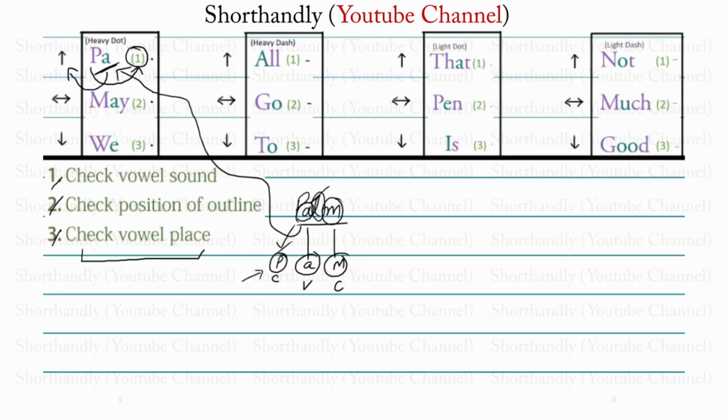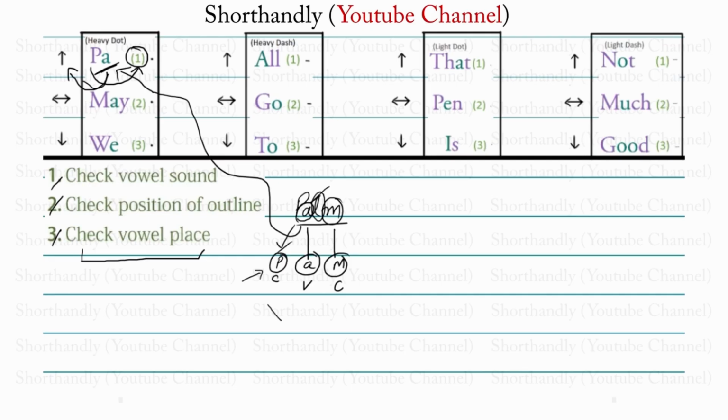The first one is P, which is a consonant and a light stroke. So let's make this P, and where we're going to put the first outline, of course, is above the line, because as this pa vowel says. So let's make the P outline above the line like this. Okay, so we have done making the P outline.